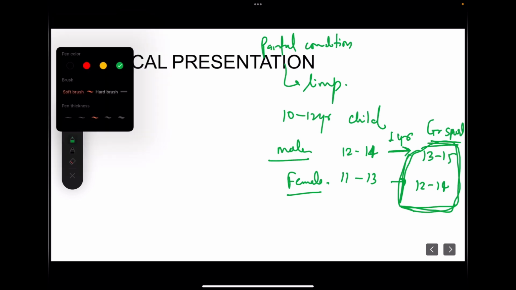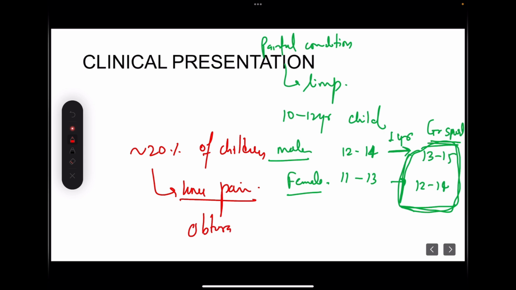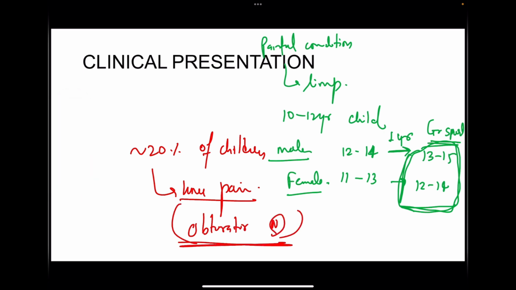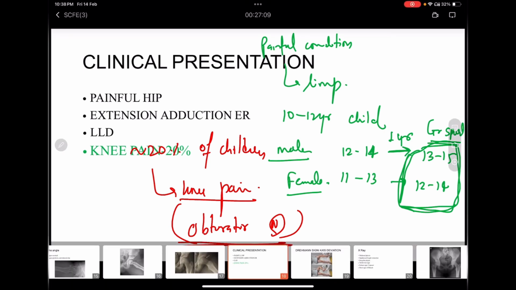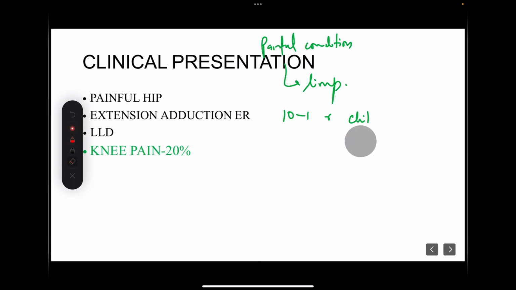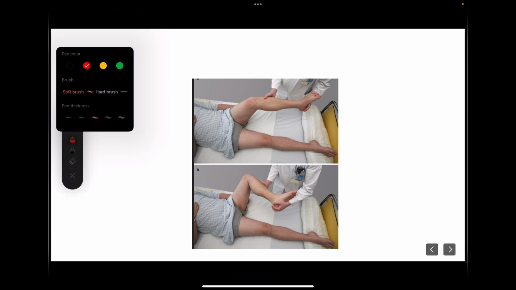And you should always keep in mind that nearly 20% of children do have knee pain, not hip pain. And why is it so? Because of the obturator nerve. They can have radicular pain. In 20% of the children, knee pain is the sole presentation of SCFE, not hip pain, that you should remember by heart. So this is a painful hip condition. Attitude of the limb, we have already discussed. Extension with external rotation. They can have limb length discrepancies also. And in 20% of the cases, I have already told you, the child does have knee pain, not hip pain. One more finding I will be telling you.